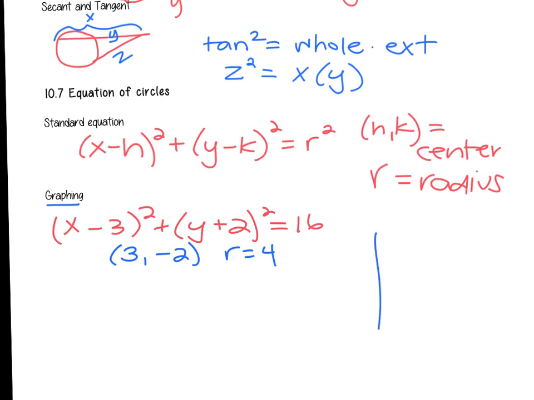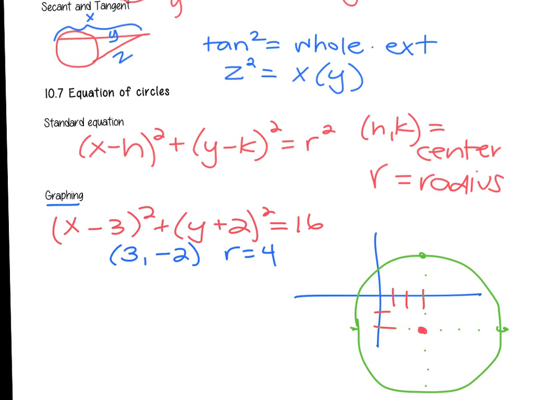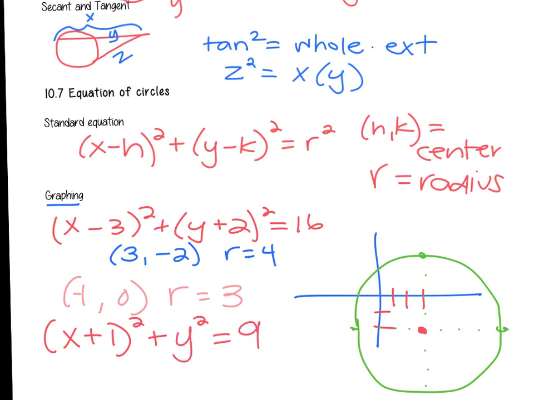You also want to know how to graph this. So I would start at 3, down 2, and then I would count up, right, down, and left 4. So 1, 2, 3, 4, and so on for each direction. Not a very good circle, but you get the point. And then the other way around. If I gave you the center and the radius, you should be able to find the equation. So this would be x minus a -1, which is why it becomes (x + 1)², plus y minus 0, which is just y², equals the radius squared, which is 9.